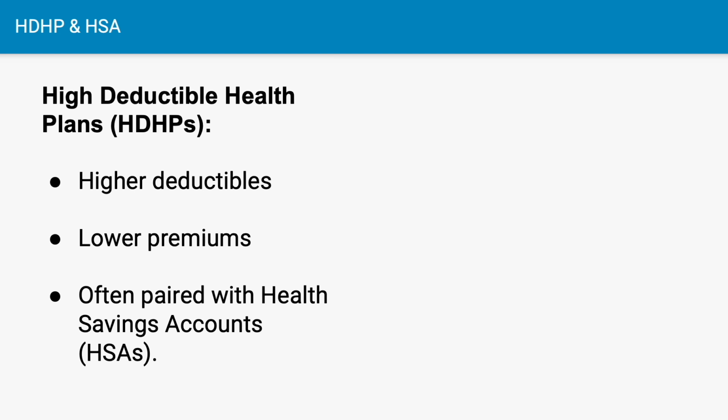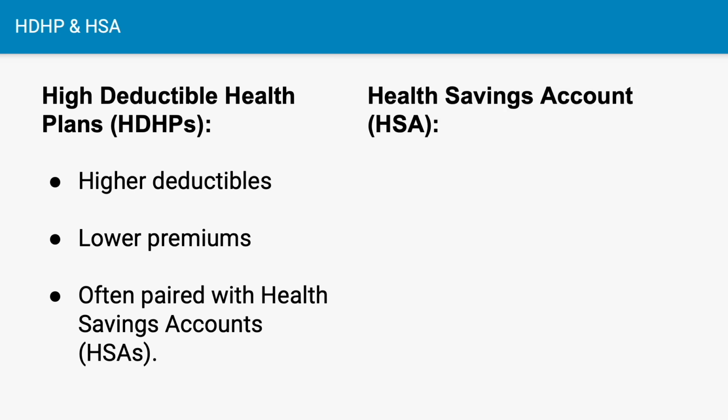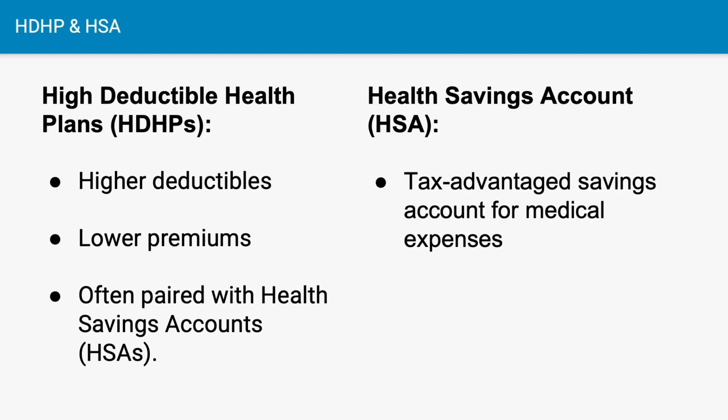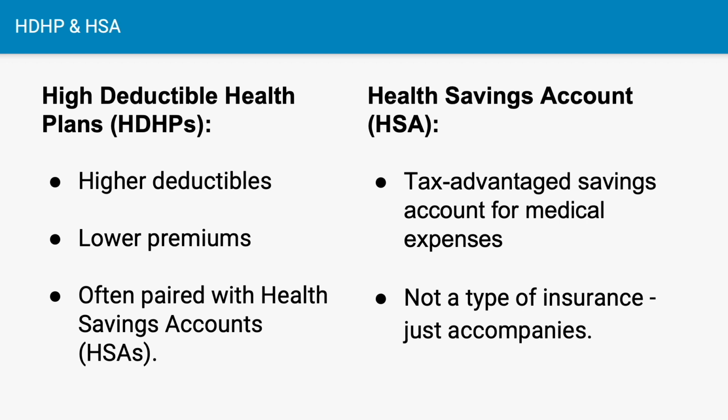So, a health savings account, HSA, is a tax advantage savings account for medical expenses. So this is typically taken out of your paycheck before taxes, and you can use this money to cover medical expenses instead of paying additional money out of pocket. So while an HDHP is a type of health insurance, an HSA is not; it only accompanies health insurance plans.